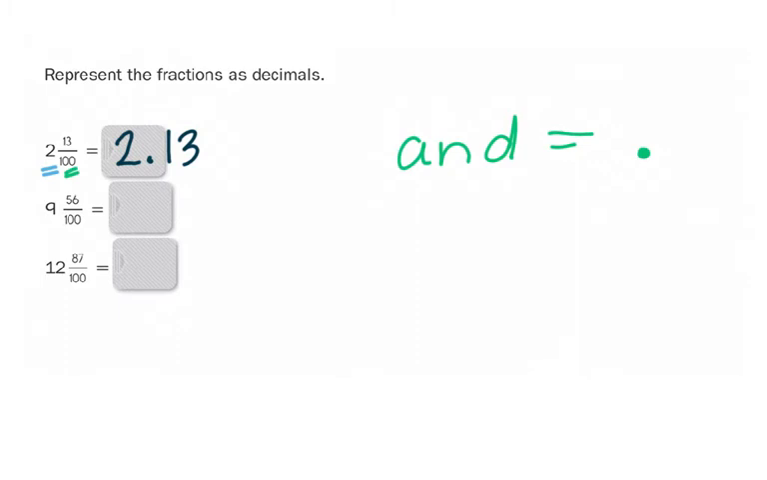9 and 56/100 and 12 and 87/100. Go ahead and write those on your whiteboard. Number 2, or the second one, 9.56. 12.87.